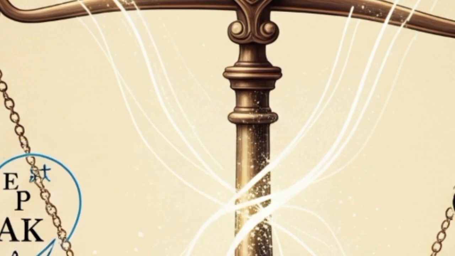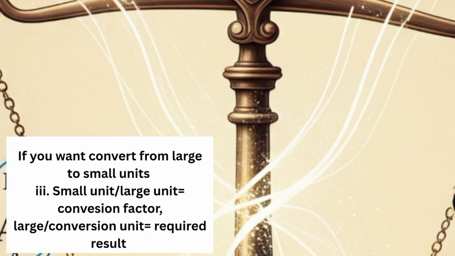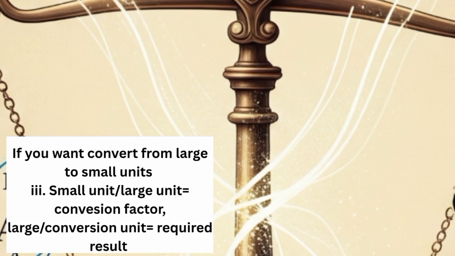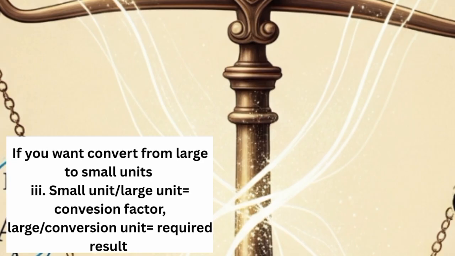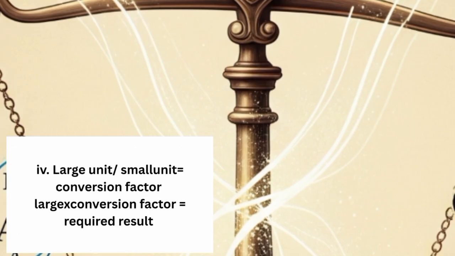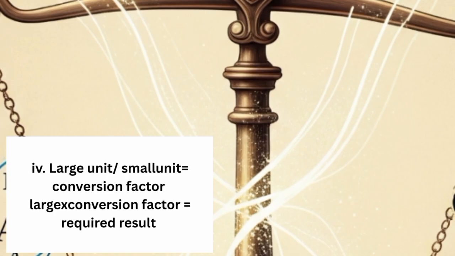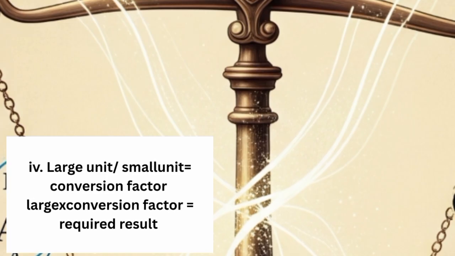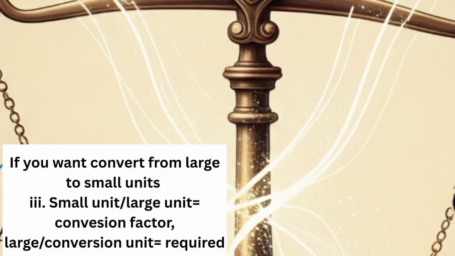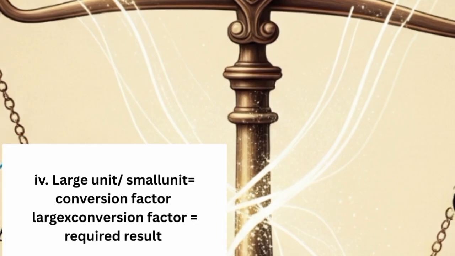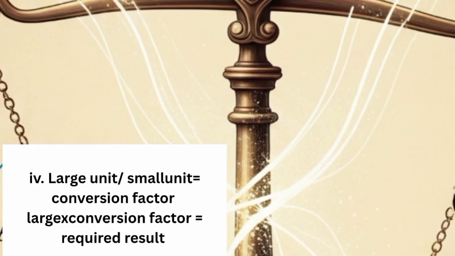If you want to convert from large to small units, the third point: take the ratio small unit divided by large unit to get the conversion factor. The larger unit divided by the conversion factor gives the desired result. The fourth point: take the ratio large unit divided by small unit equals the conversion factor. This conversion factor multiplied by the large unit gives the required result.